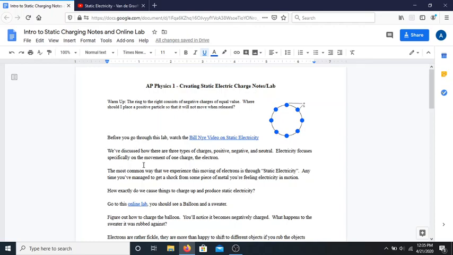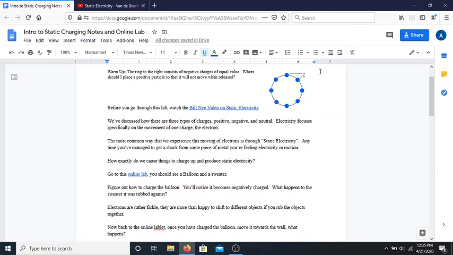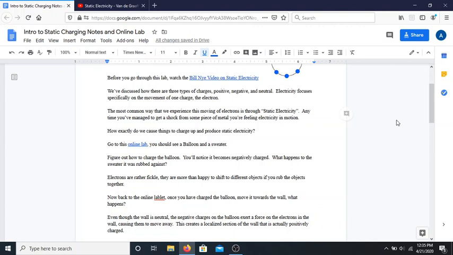Moving past that, just a quick little warm-up. We've already talked a little bit about the three types of charges: positive charge, negative charge, and neutral charge. Neutral means that the positive and negative charges on the object are the same. If it's negative, it has more electrons than protons. If it's positive, it has more protons than electrons.